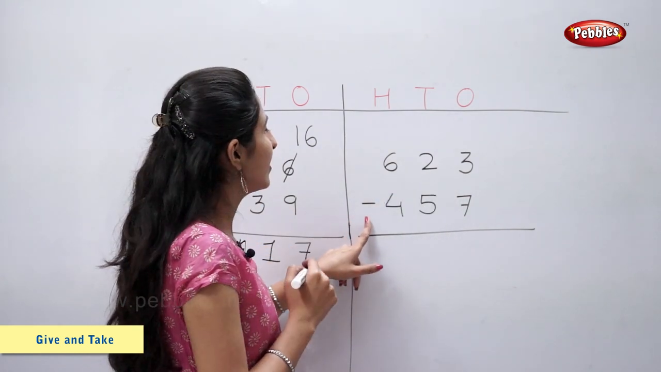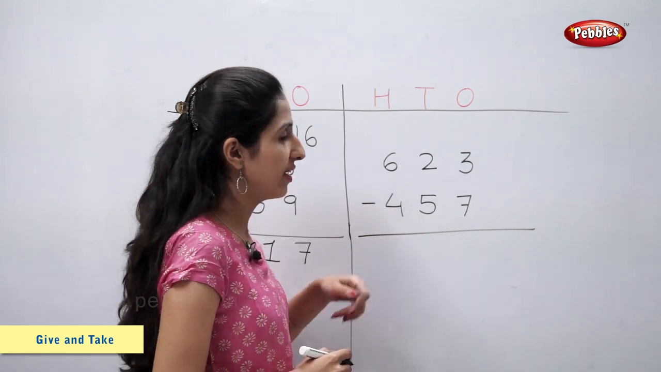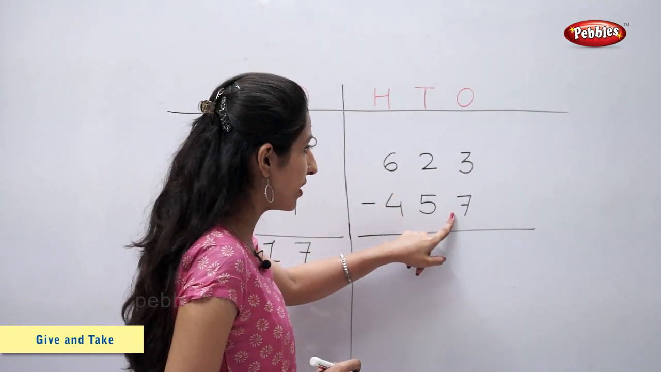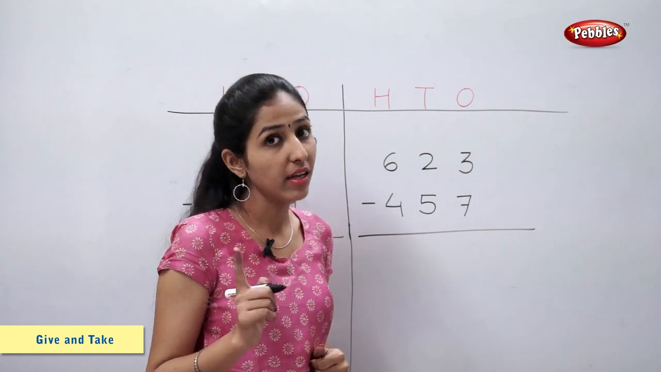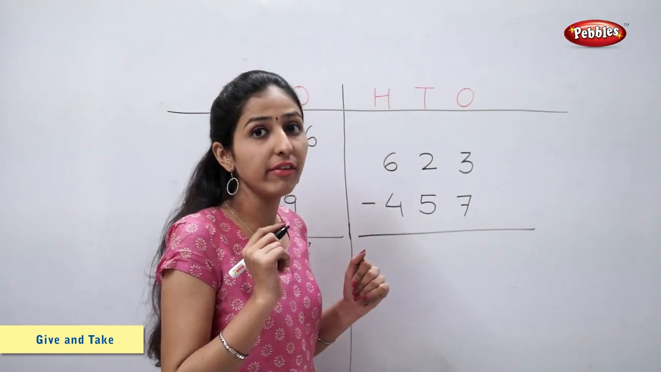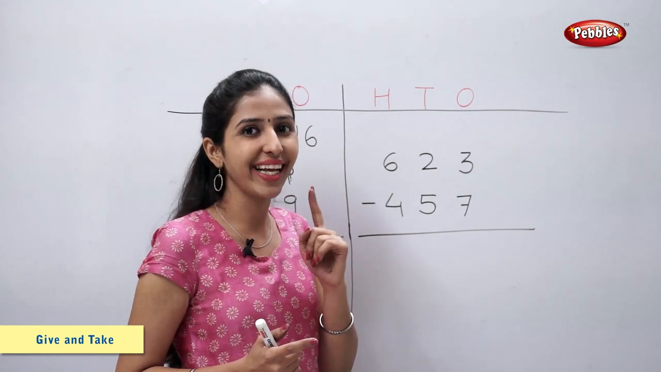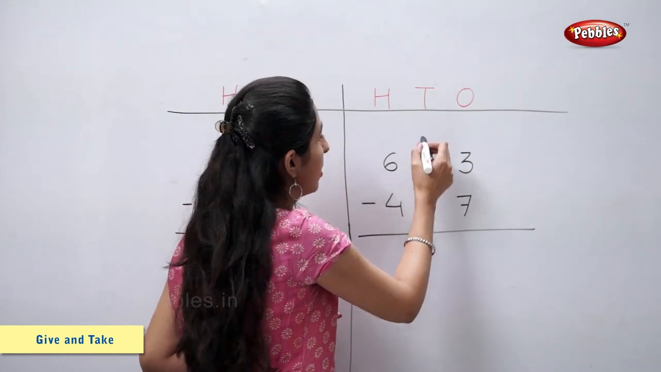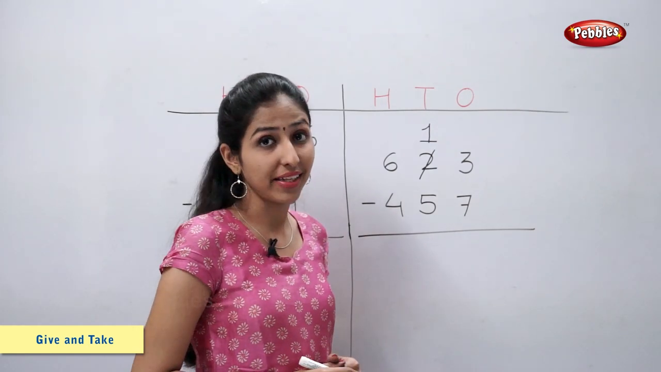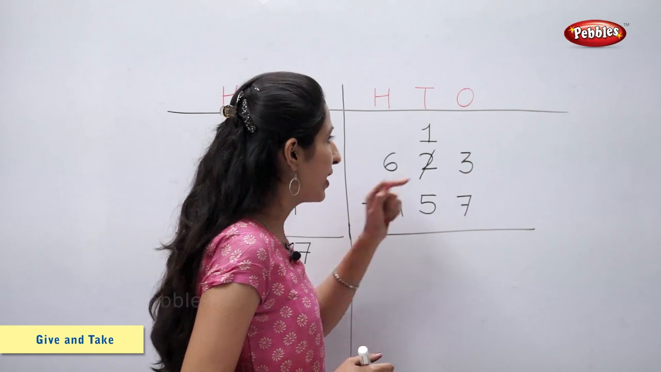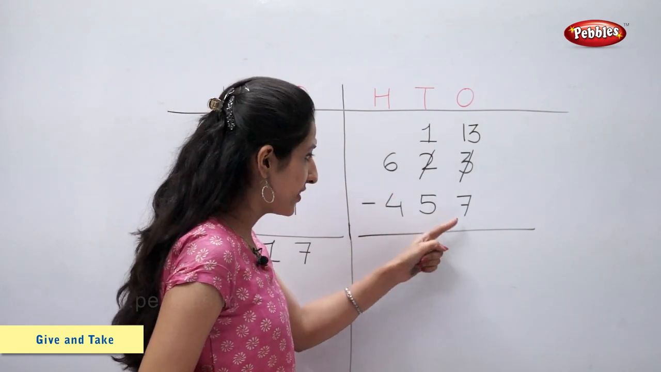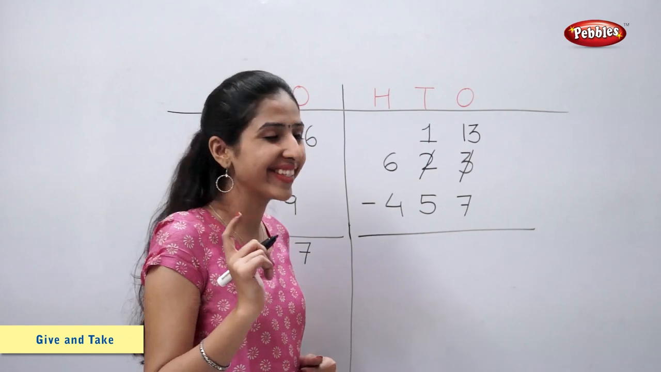Let's solve this example. 623 minus 457. Let's subtract ones first. 3 minus 7 is not possible. We cannot subtract 7 ones from 3 ones. So, we will borrow 1 ten. 2 tens becomes 1 ten. 3 plus 10 is equal to 13. So, 3 becomes 13. Now, 13 minus 7 is equal to 6.